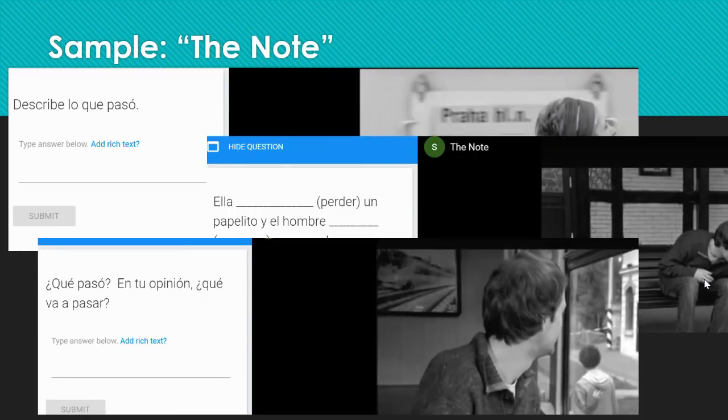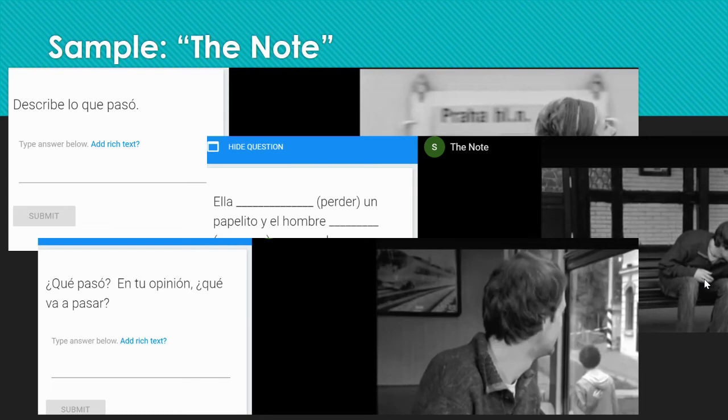One video that I love to use a lot is a silent video. It's called The Note. I'm going to reference this video again later. Right here I have some screenshots from a PlayPosit activity that I did a few years ago with a Spanish 2 class. We were working with the preterite and the imperfect. So you can see here we have describe what happened, and then a couple of fill in the blanks where they would have to conjugate the verb or perhaps choose the conjugation if it's multiple choice. And then on the bottom left, what happened, and then in your opinion, what is going to happen. So we're mixing tenses, having students interact with the language, and then a lot of freedom as to what a correct answer could be.